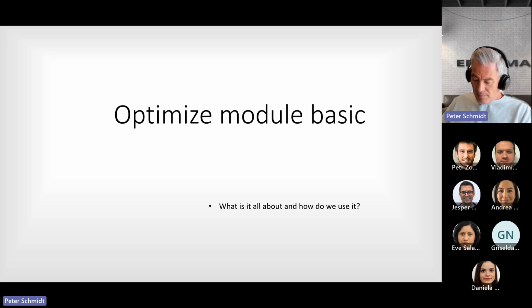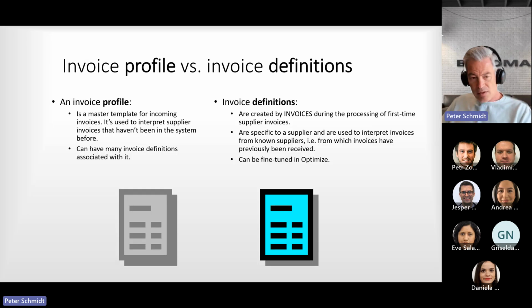Now the Optimize module. Before I go into it, I would just shortly mention that I'm talking about what we call an invoice profile and an invoice definition. An invoice profile is the master template that Readsoft uses, or it's kind of a guide where it tells Readsoft exactly how to read. The invoice profile is where we set up what fields you would like to capture. And we also set up a very wide explanation of how, for instance, an invoice number looks.